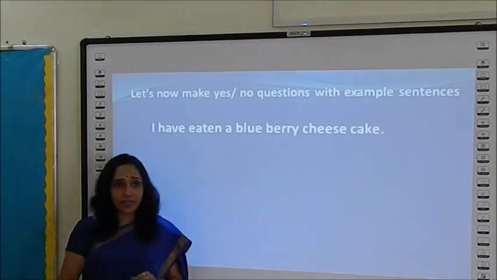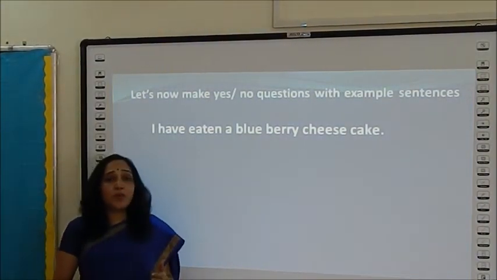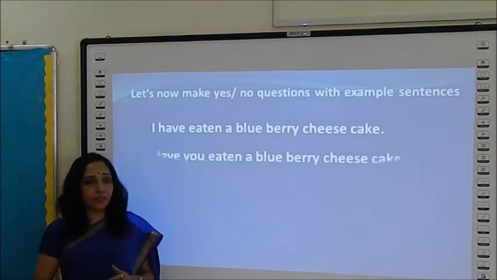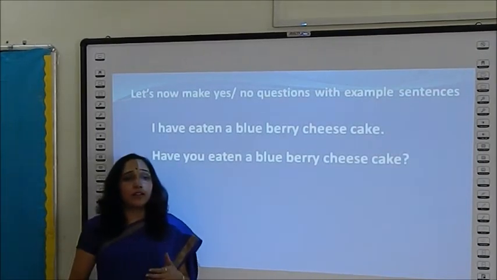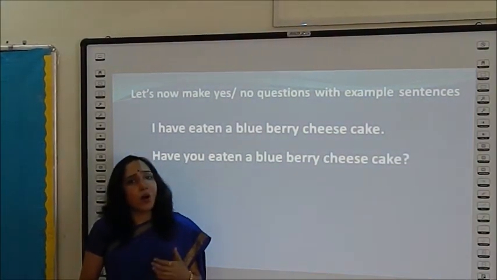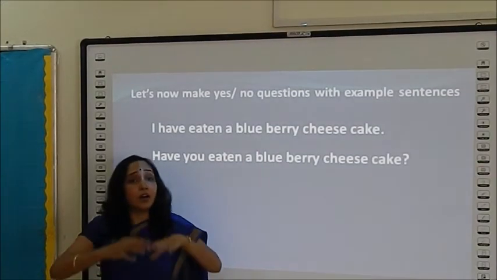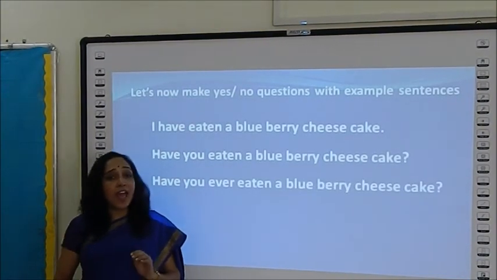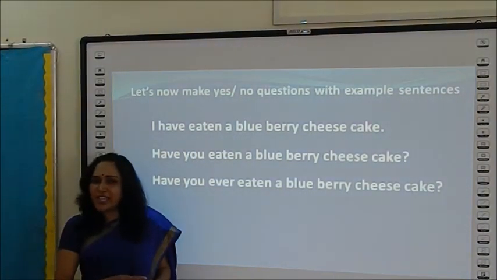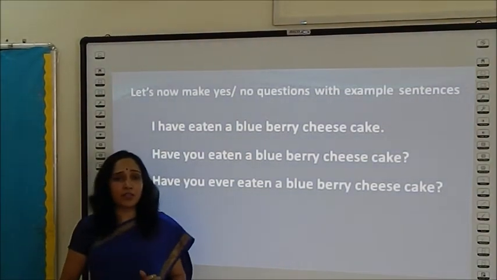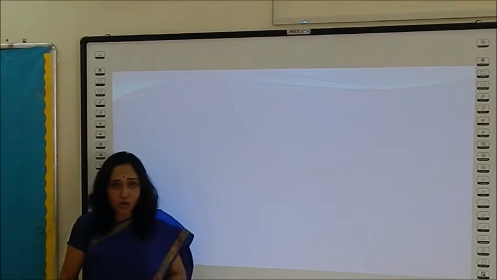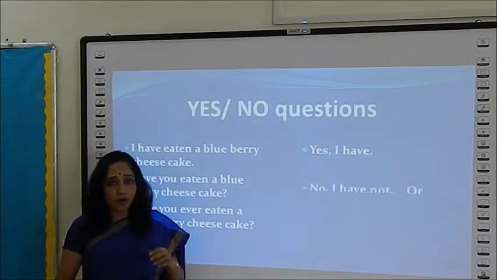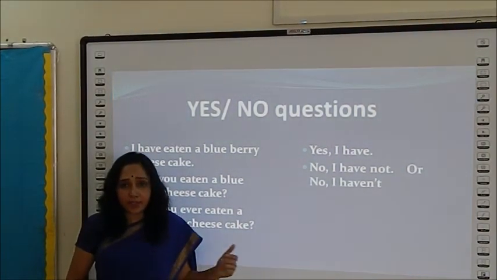Let's say from the sentence, I have eaten a blueberry cheesecake. Move the helper verb to front to make a question. Have you eaten a blueberry cheesecake? Often when talking about your whole life, we like to add the word ever. Have you ever eaten a blueberry cheesecake? To answer the question in yes or no, you can say yes, I have, or no, I have not, or I haven't.